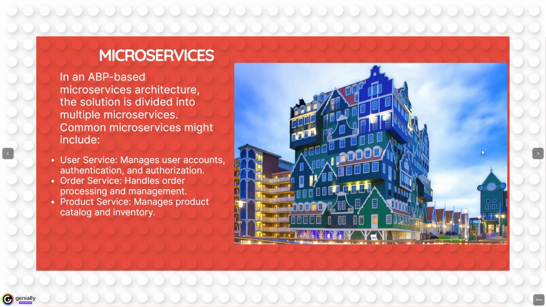One is microservices. In an ABP-based microservice architecture, the solution is divided into multiple microservices. Common microservices might include user service, which manages user accounts, authentication and authorization. Order service handles order processing and management. Product service manages product catalog and inventory.